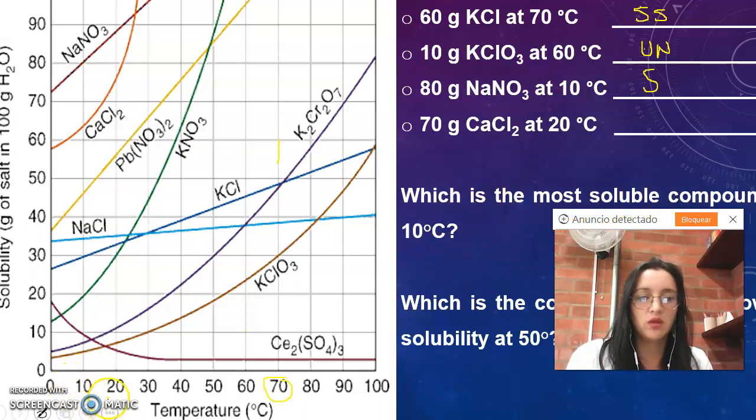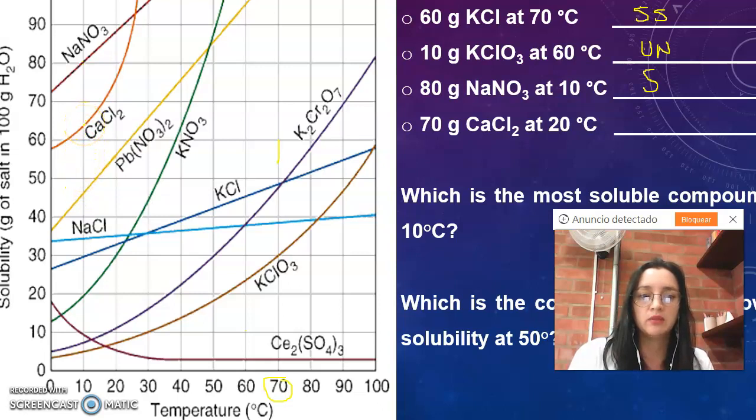So we just go to the temperature, 10 degrees, and find the compound that we can add the most amount of solid. So for example, this first line that we find in here, KClO3, we can only add around 5 grams. So that's very insoluble at 10 degrees. As we move up, we are going to find that the solubility increases.